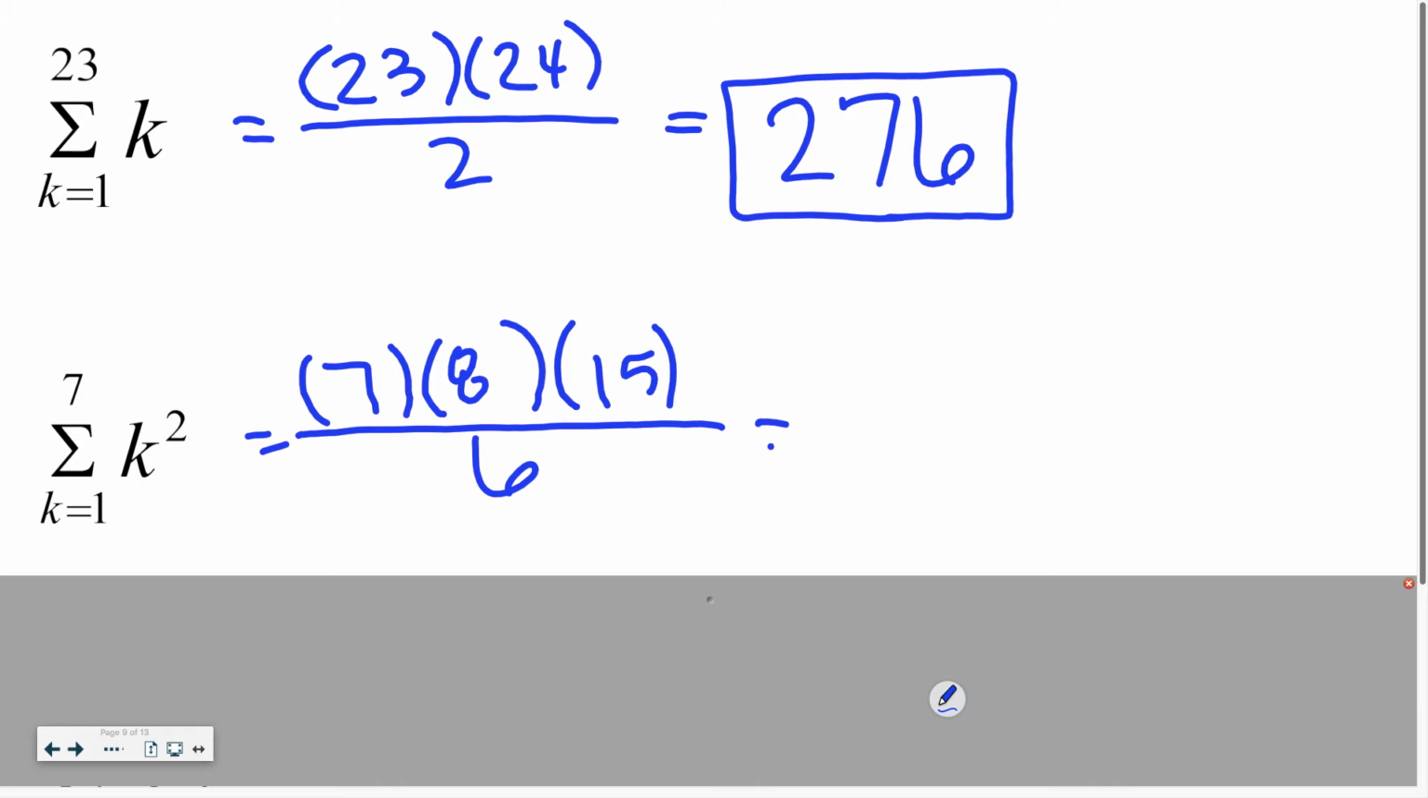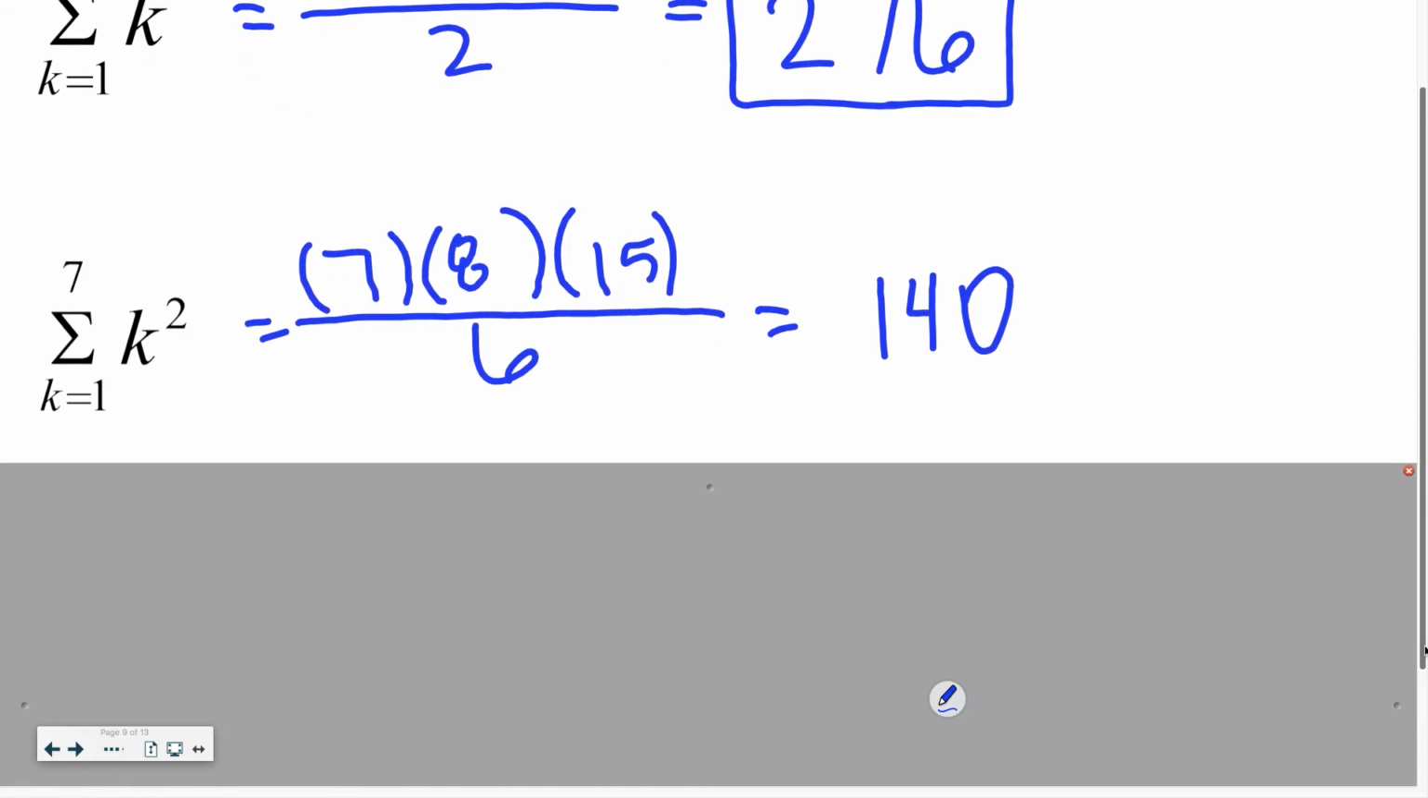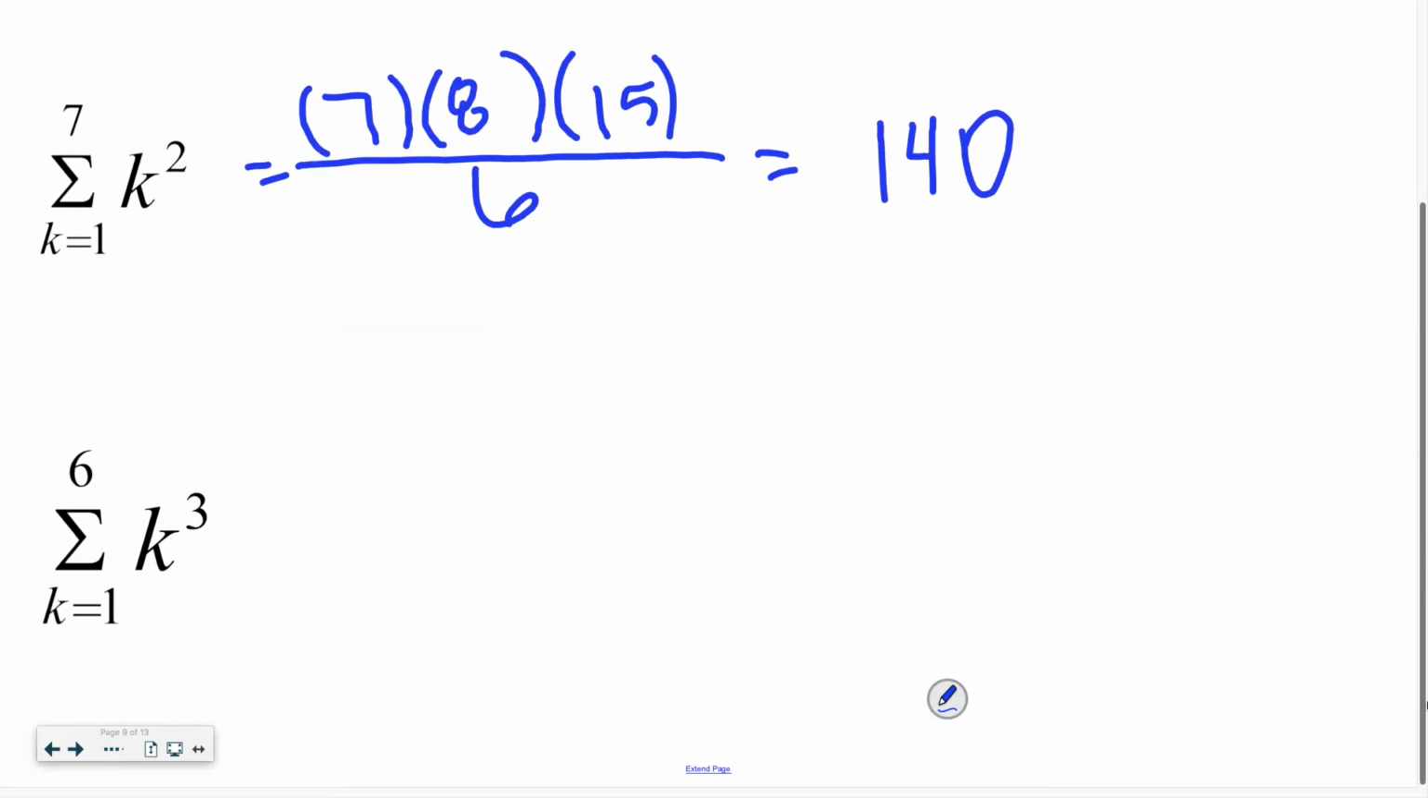So, let's see. Huh? 140? Yeah. I was getting there, but slowly in my head. Okay. All right, let's try a cubed one. I do each of these for you.